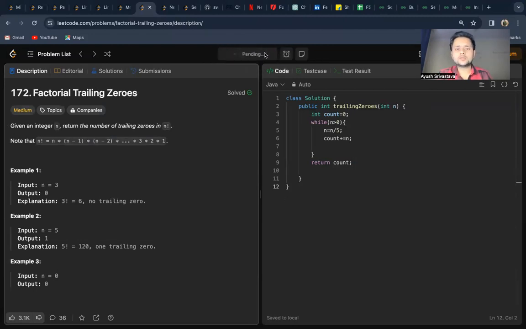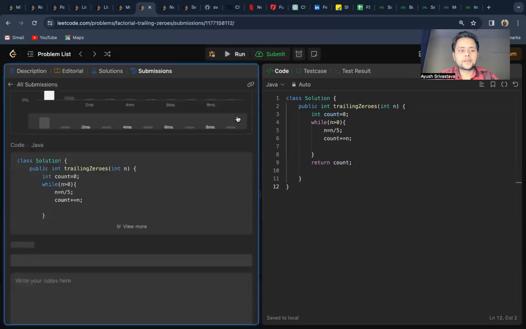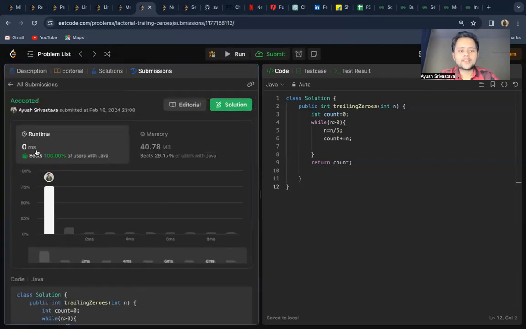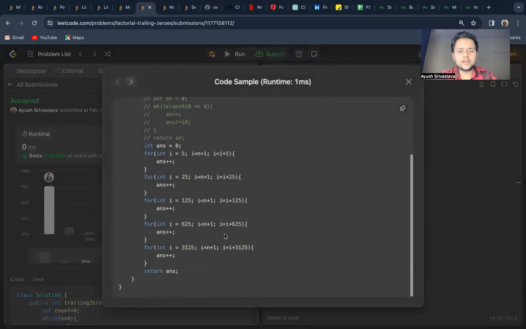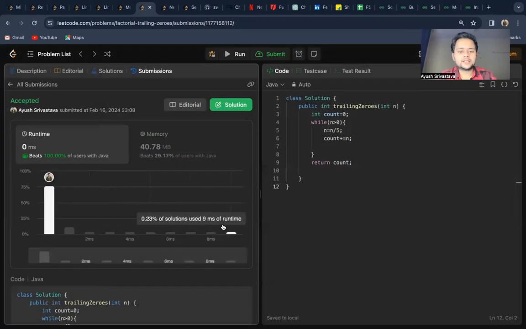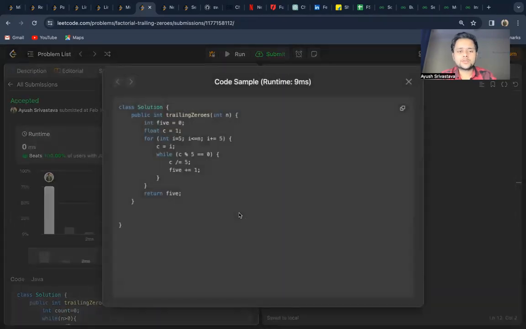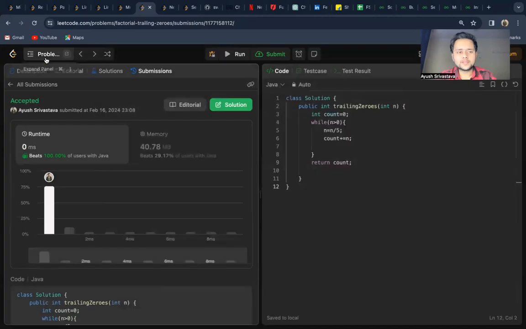Let me submit this solution to see the final output. Yeah, so it has been accepted. As I can see, the runtime is 0 milliseconds, beating 100% of users with Java. That means the solution is quite optimized and it has been solved. Let's see some other approaches if people have done them. Yeah, so look, these kinds of approaches have also been done, but I think the approach that I have used is the most basic approach, pure maths it is.